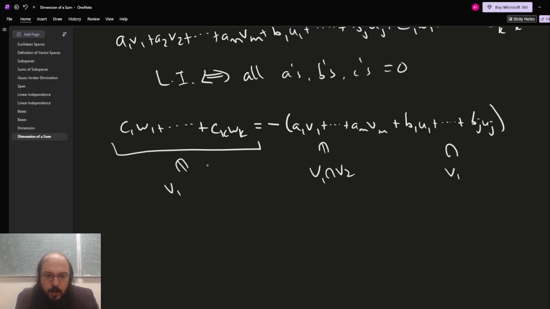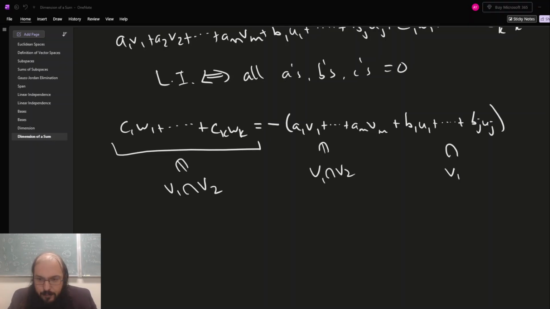I see. So the W's were also in V2 by definition, right? So that means that this whole sum is also in V2. And so that means this thing lives in V1 plus V1 intersect V2. To be clear, I'm not saying the individual C_i W_i vectors live in V1 intersect V2, but I am saying that the sum lives in V1 intersect V2.